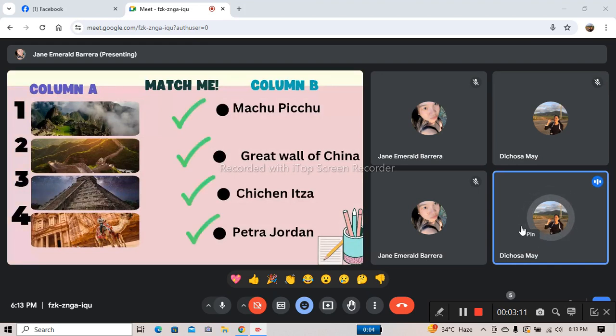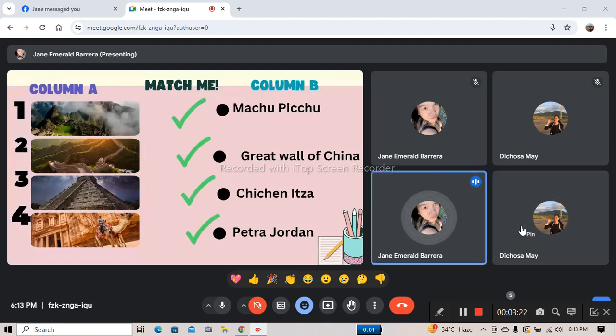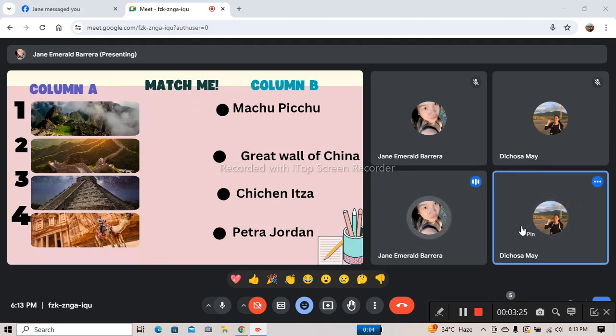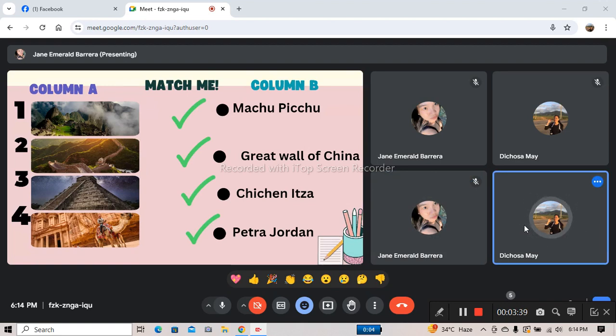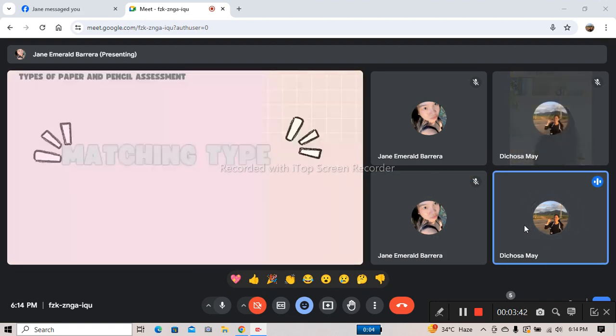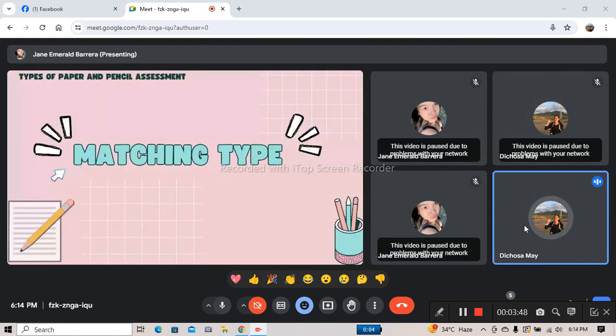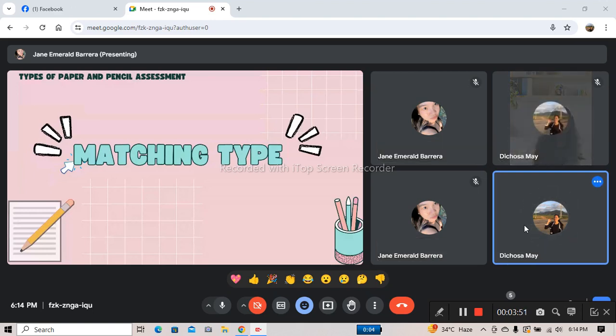Do you have any idea what we will tackle today? Yes, ma'am. I think, based on our activity, it is the matching type of paper and pencil test. Let's see if your idea is correct. Correct! Our topic today is the matching type of test under the types of paper and pencil assessment.